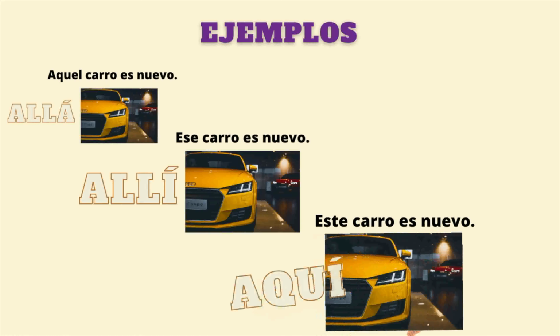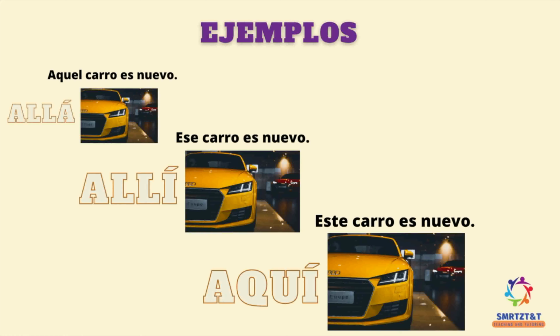In this example, we can see the three different proximity indicators or distances. Aquel carro es nuevo, allá. Ese carro es nuevo, allí. Ese carro es nuevo, aquí.